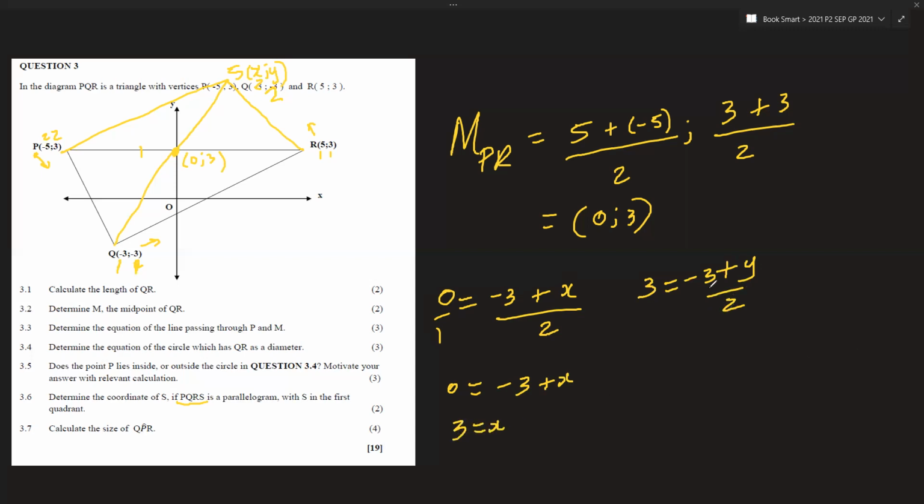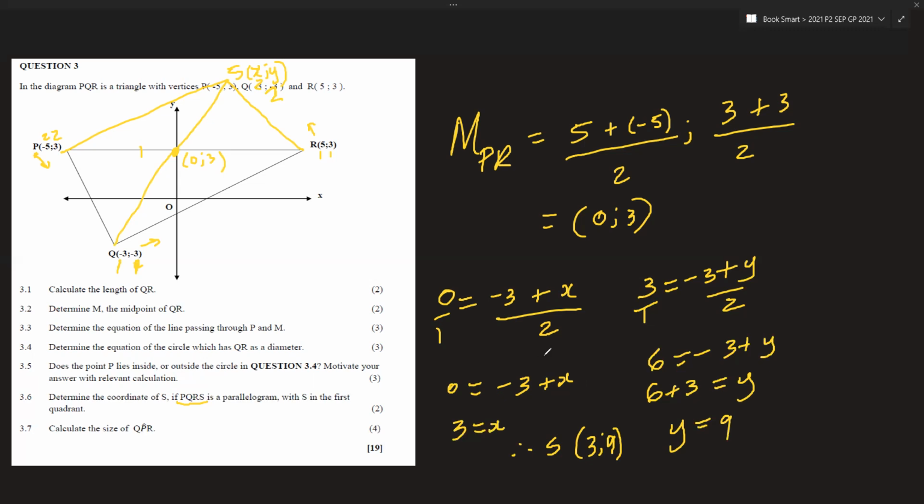And then here, do the same, LCD. Multiply 3 there, you get 6. Multiply 1 there, it still remains the same. Then I can see that my Y will be 6 plus 3, which is Y equals 9. Therefore, point S is going to be (3, 9). And then you're done with that question.